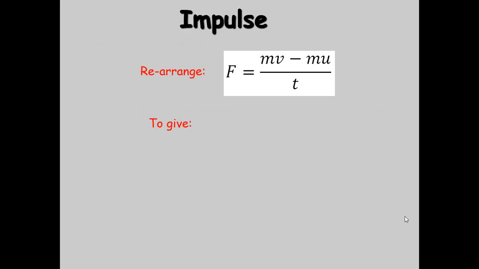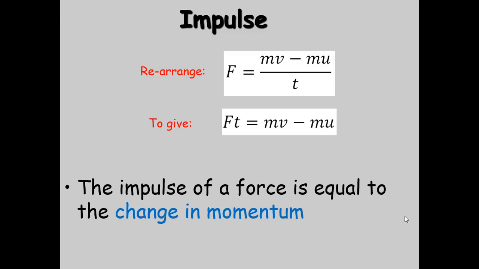Now if I rearrange F equals mv minus mu divided by t to give Ft equals mv minus mu, I have an interesting statement. Ft, force multiplied by the time it takes, is known as the impulse. The impulse of the force is equal to the change in momentum. So the impulse of a force is the force multiplied by the time taken. Okay, so that means the units are going to be Newton seconds, and it's equal to change in momentum.